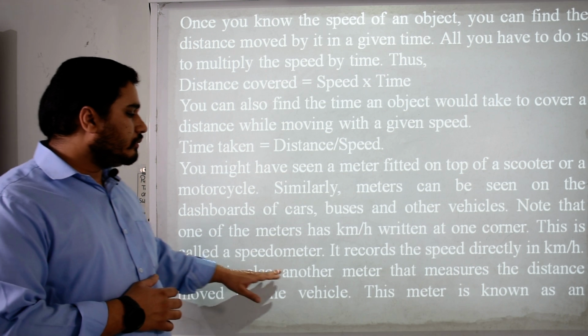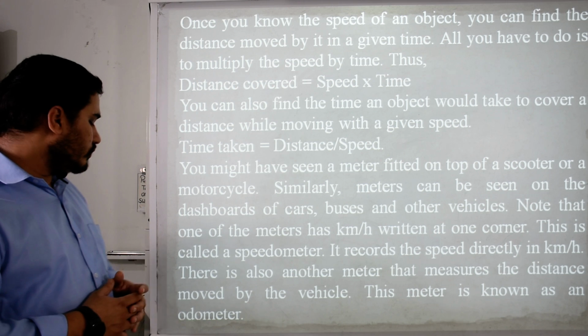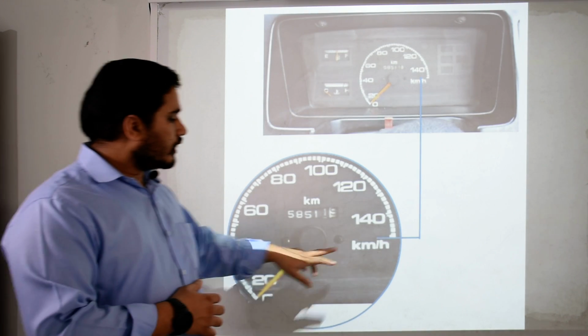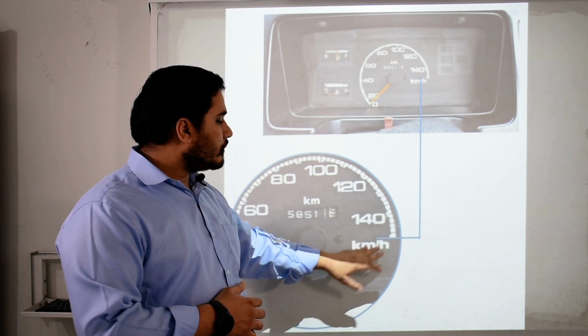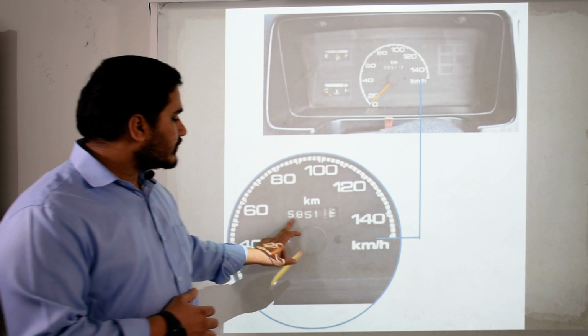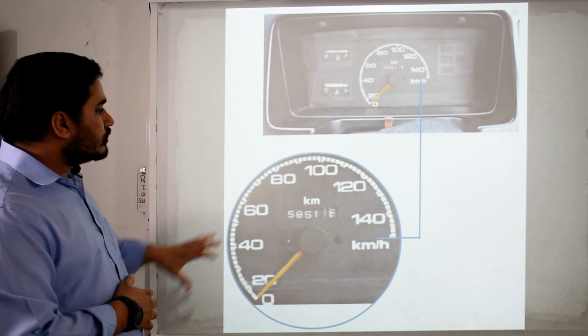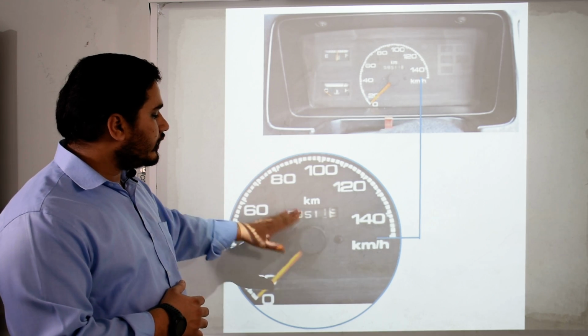There is also another meter that measures the distance moved by the vehicle. This meter is known as an odometer. Check it out in this figure. Kilometer per hour, this figure can be seen in detail in the zoom here. Kilometer per hour, that is the speedometer, and in the center, that is measuring distance in kilometers, is called the odometer. So this dashboard consists of two kinds of meter in a single unit, that is, speedometer and odometer.